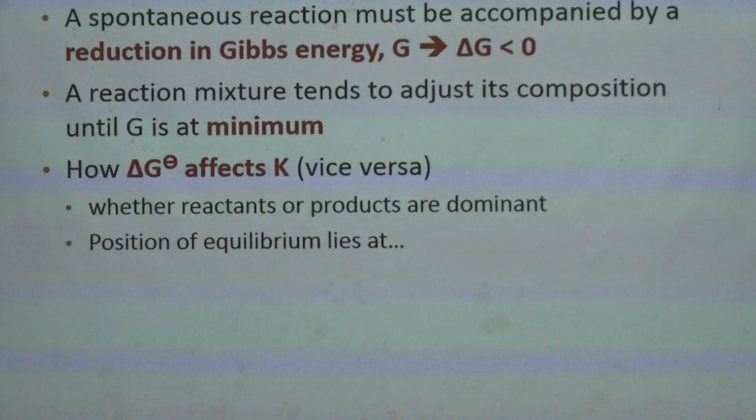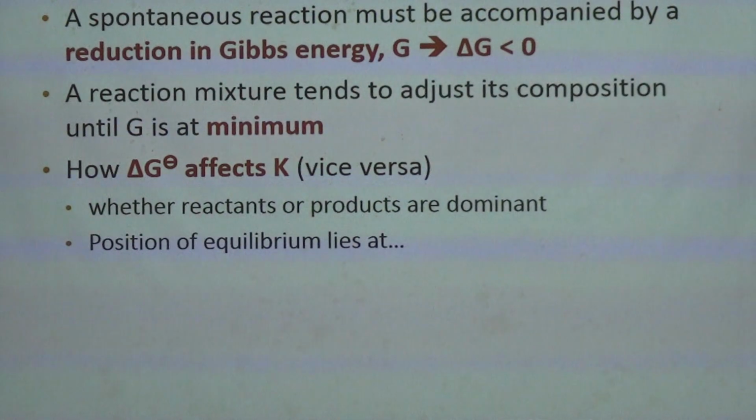So what they want is for you to tell them that when K is larger than 1, or K is very, very high, delta G naught must be negative. All of the reaction will proceed from left to right, and the reaction is essentially complete, and you form a lot of product. Okay? And vice versa. If delta G naught is positive, K must be very, very low. So predominantly, you will have mainly reactants and very little product.